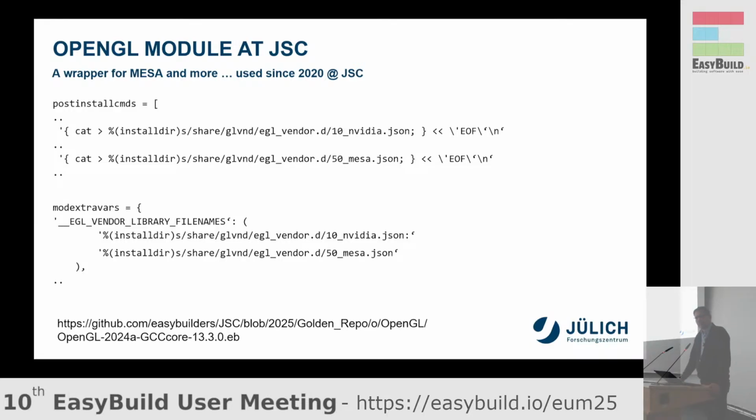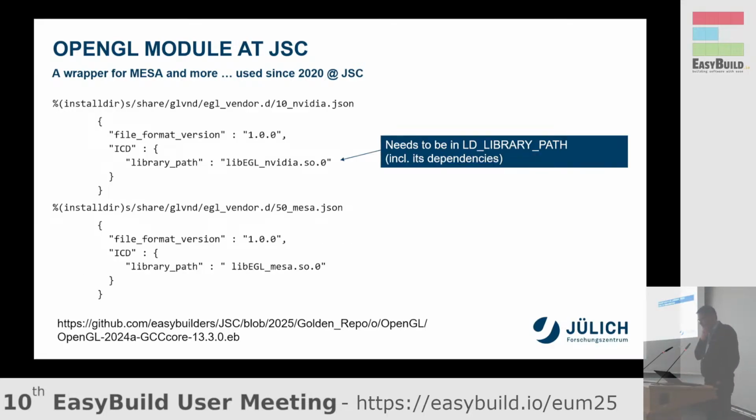Does the content of the NVIDIA JSON change over time, or has the actual content of that JSON file been stable? That content is actually quite simple, because it just points to the library path. It will look in the LD library path to find where that library is located. So it's nothing more than pointing to that vendor-specific library.